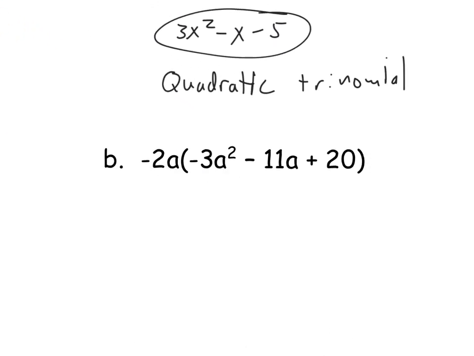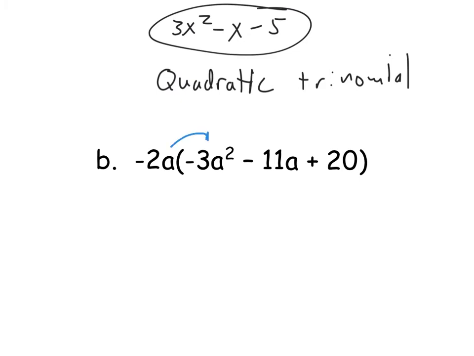Let's go to this one over here. Distributing again. -2 times -3 is 6. A to the first, a little 1 there, times a squared. You add those exponents when you're multiplying like bases. A times a squared is a cubed. And then -2 times -11, that's positive 22. A times a to the first. 1 plus 1 is 2, so that'd be an a squared.